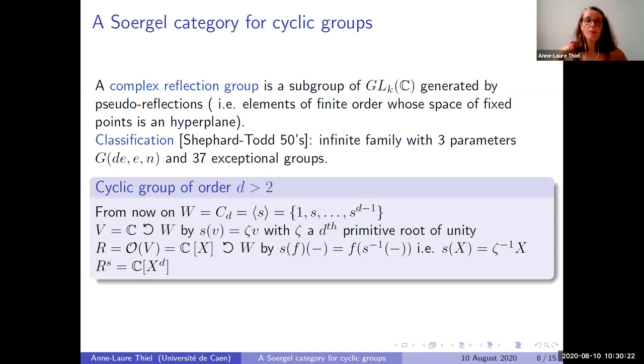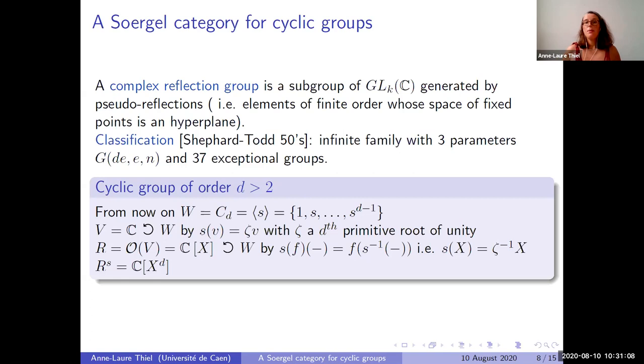So we take W to be a cyclic group of order d, and we fix a generating reflection S of order d. And we have a faithful one-dimensional complex representation of this group that we call V. And our generating reflection acts simply on V by a multiplication by this primitive root of unity. Okay. Once again, we will work on the ring that we denote R, which is just the ring of regular functions on V, which inherits the action of W. And here simply, it's a polynomial ring, again, with only one variable, and now complex coefficients.